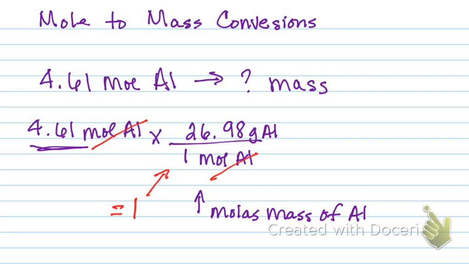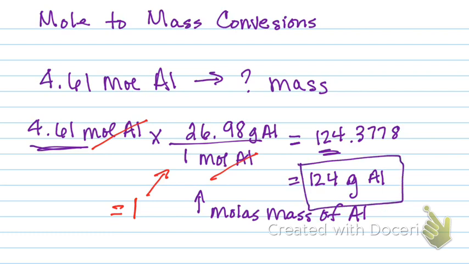So now let's do the math. I pick up the calculator and I do 4.61 times 26.98. And how many sig figs do I want? Well, I want 3 because that's what I started with in the very beginning of the problem. The calculator says 124.3778. Okay, I only want 3 sig figs. So that's 124 grams of aluminum. Okay, and that is a mole to mass conversion.